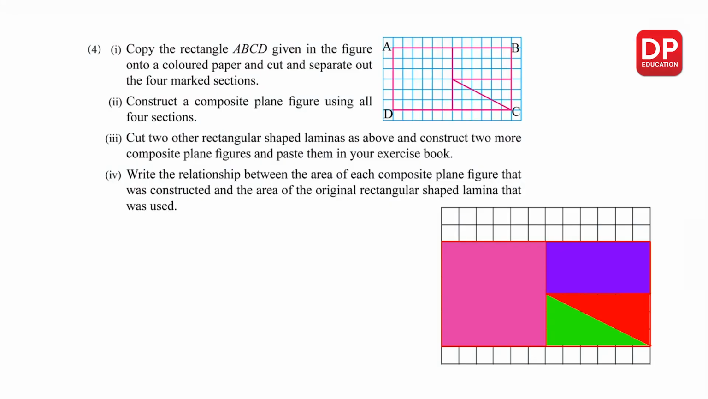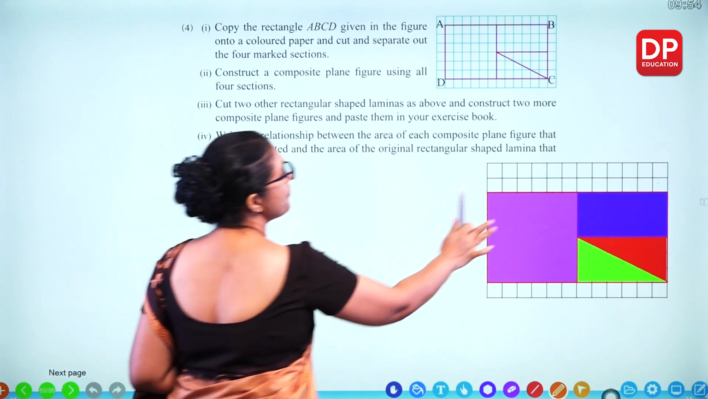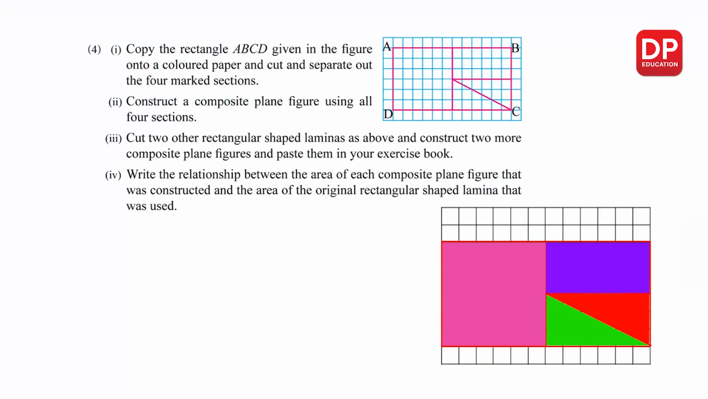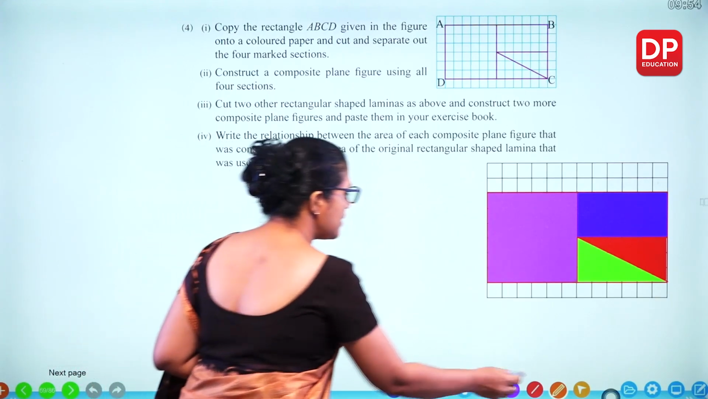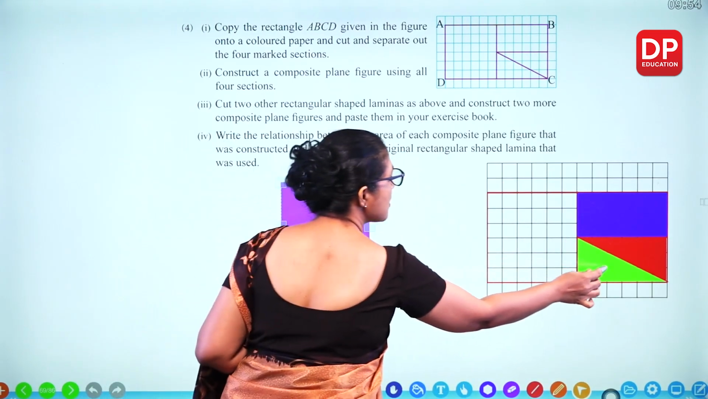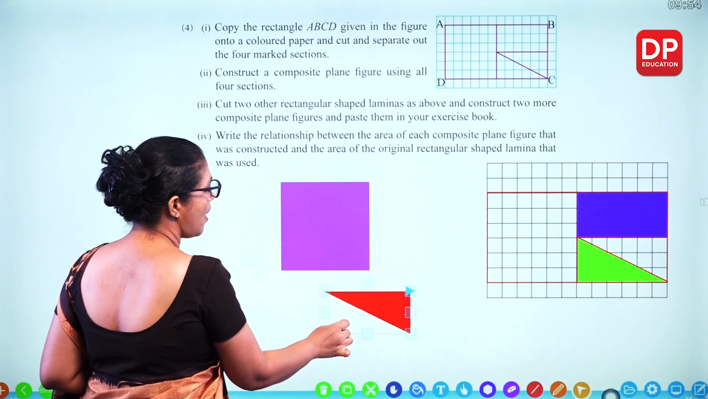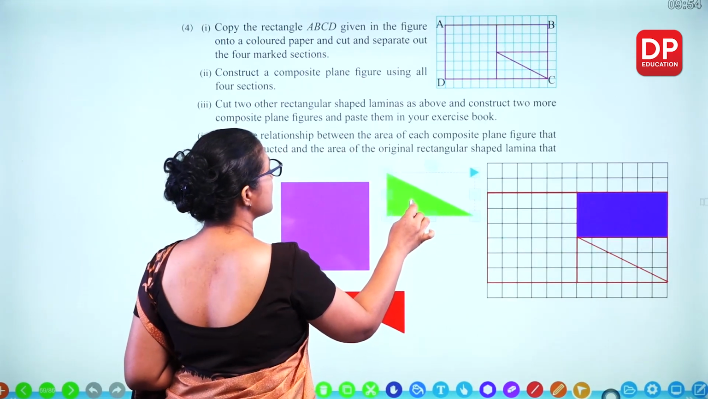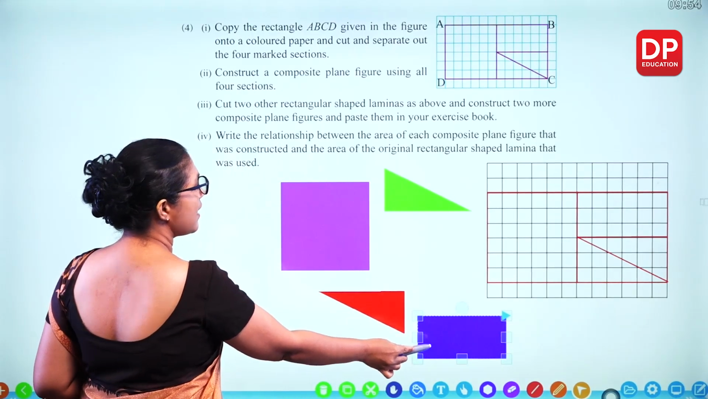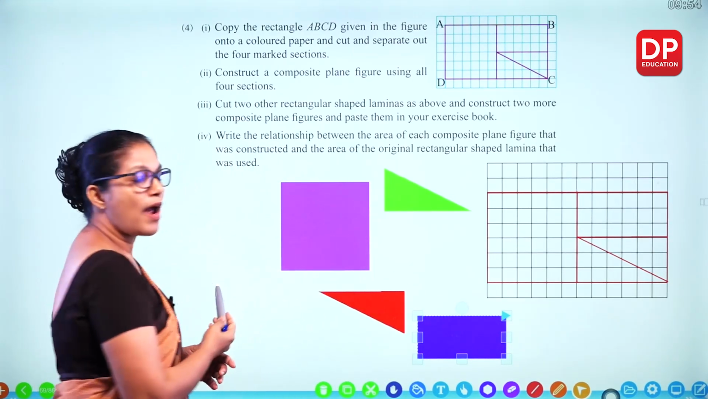Question number 4. Copy the rectangle ABCD given in the figure onto a colored paper. This one. And cut and separate out the 4 marked sections. So I can cut it and separate it. This is one part. This is another part. This is another one. And you get 4 parts. Rectangle, square and 2 triangles.